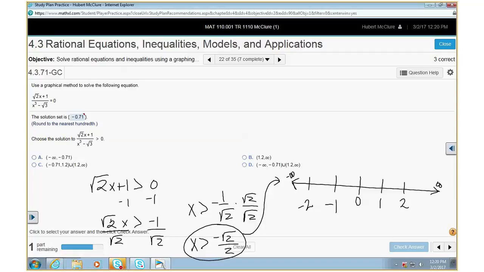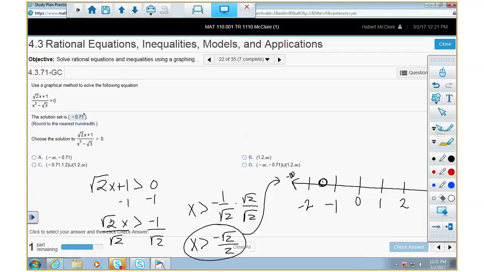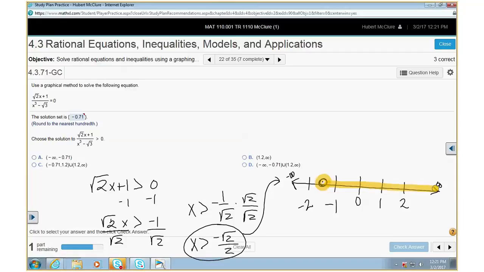So where is my answer? What numbers are greater than negative square root of 2 over 2? That's around negative 1/2, right in here, somewhere in here. Do we use a closed circle or open circle? Open, because it doesn't have an equal sign. Now what numbers are greater than negative square root of 2 over 2? To the right. So you take your handy dandy highlighter and you shade everything to the right, including the arrowhead, which is called positive infinity.